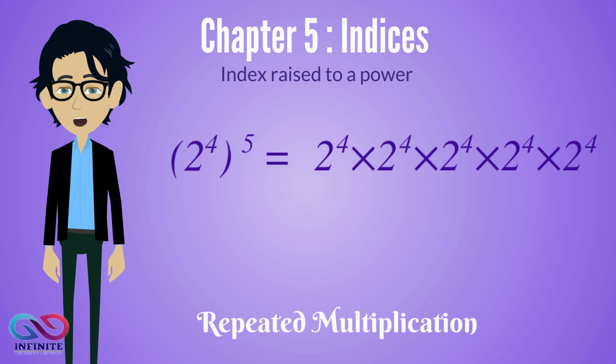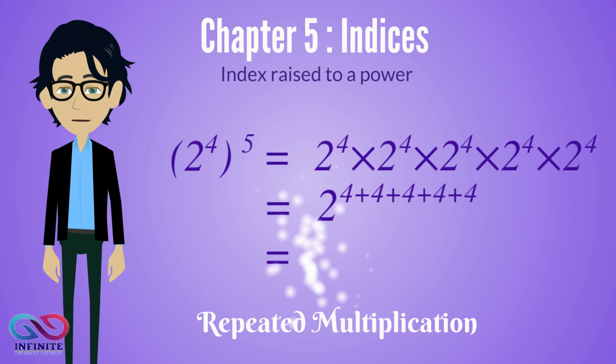Now using the addition of indices method, you are going to add the index notation together. Like this. So it would be 2 to the power of 4 plus 4 plus 4 plus 4 plus 4. Now basically add the index notation together, and your answer will be 2 to the power of 20.